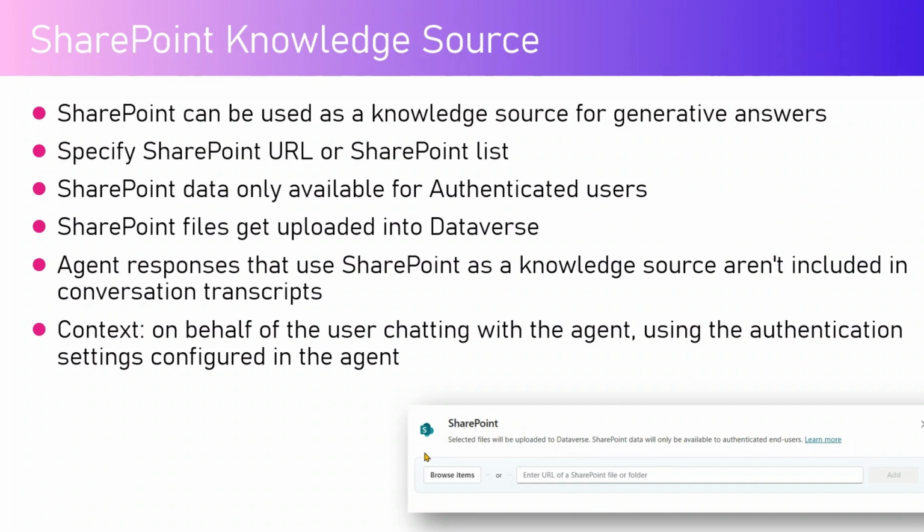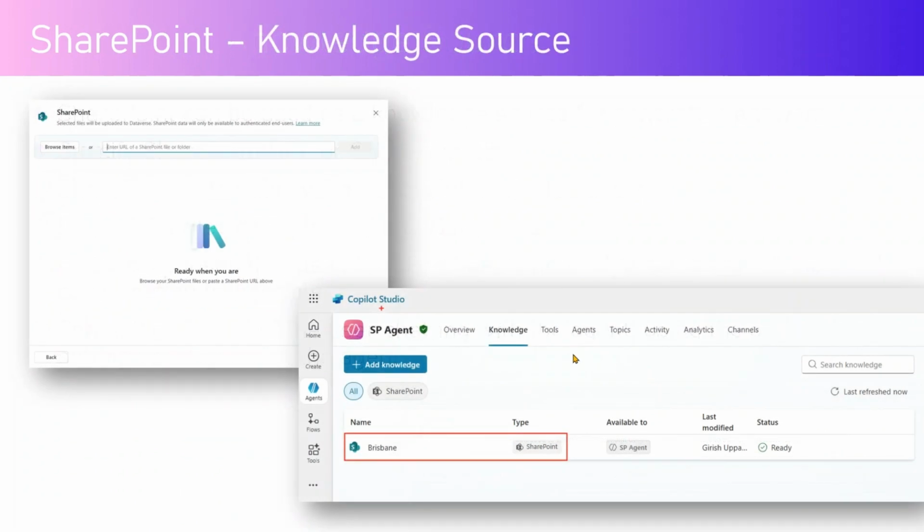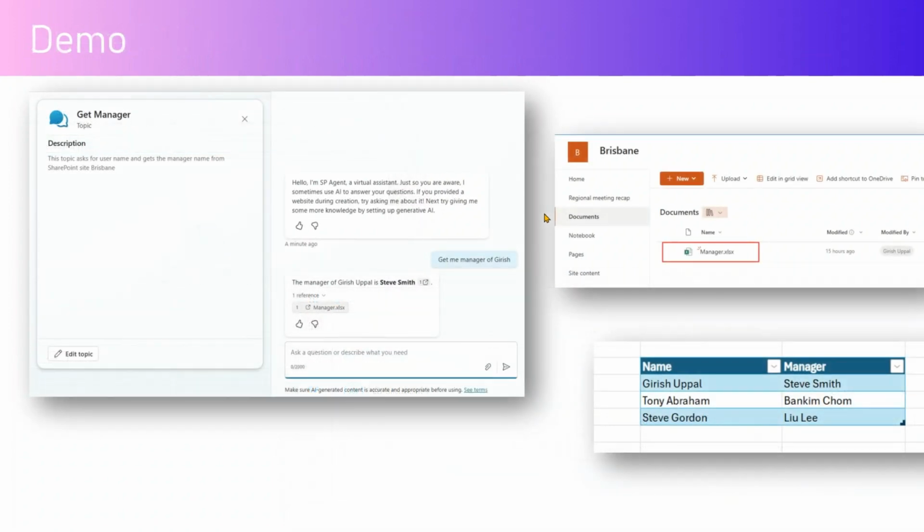As you see over here, this is a prompt which you get. You specify the SharePoint file or folder URL, and then your file gets connected with the knowledge source. This is the interface. I have already created a site, the Brisbane site, and I have pointed that site to retrieve the information. In a simple example, I've uploaded an Excel file which has name and manager, into one of the document libraries. Then I asked a question, get me manager of Girish, and it has responded properly.